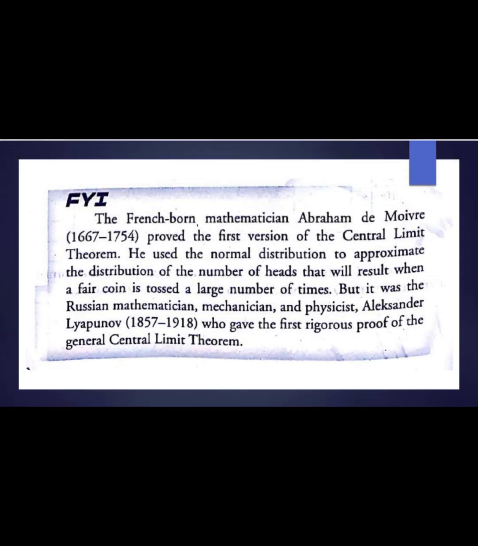Before I end this video, let me share this FYI. The French-born mathematician Abraham de Moivre, from 1667 to 1754, proved the first version of the central limit theorem. He used the normal distribution to approximate the distribution of the number of heads that will result when a fair coin is tossed a large number of times. But it was the Russian mathematician, mechanician, and physicist Alexander Lyapunov, from 1857 to 1918, who gave the first rigorous proof of the general central limit theorem.